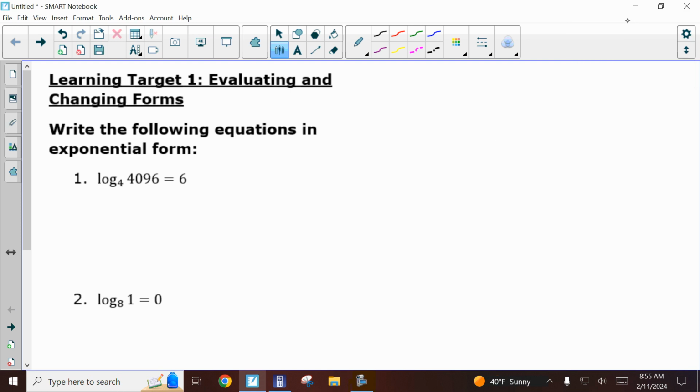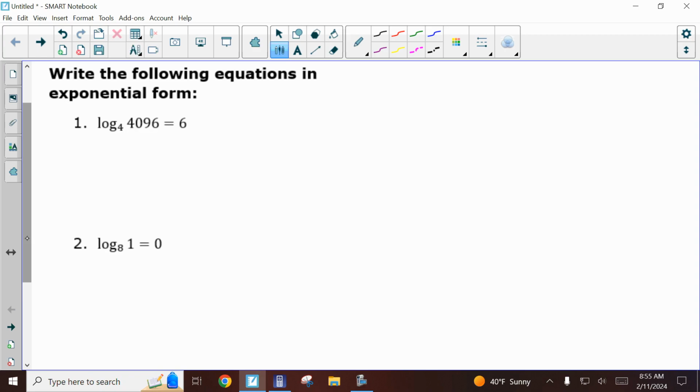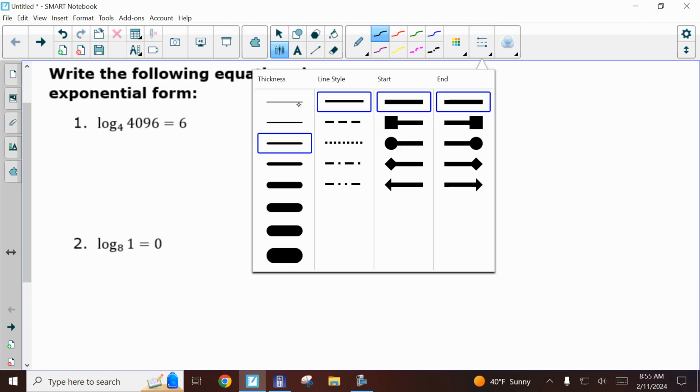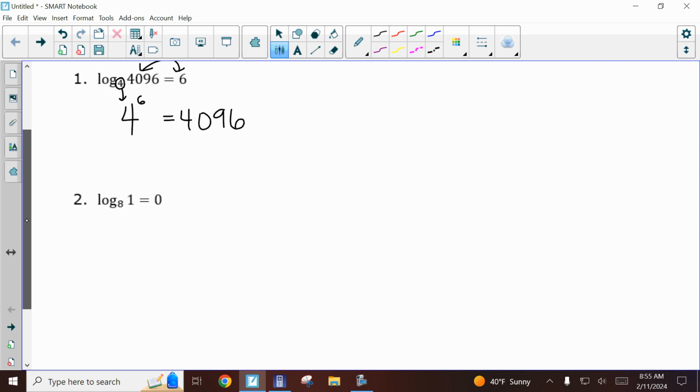Okay, so the first section of the review is about changing forms. You have to know how to convert from a log to an exponential and then an exponential to a log. So this one has a log written. What I'm going to do is bring down the equal sign. The base of this log is 4, so we're going to bring that down and make it a big 4. And then we're just going to flip-flop the rest of the stuff. So that 6 comes up and becomes the exponent, and then 4096 goes over here.